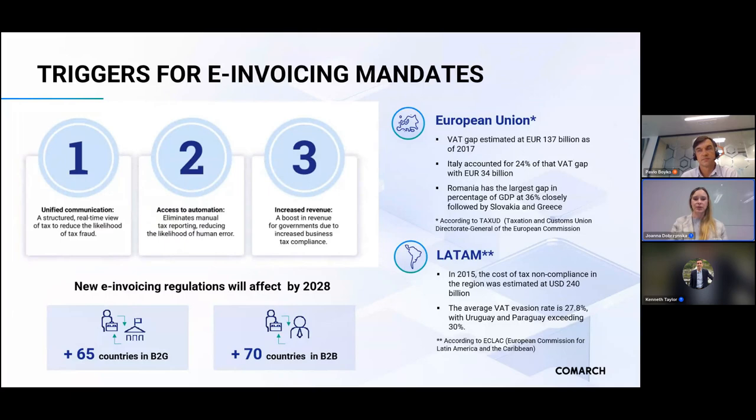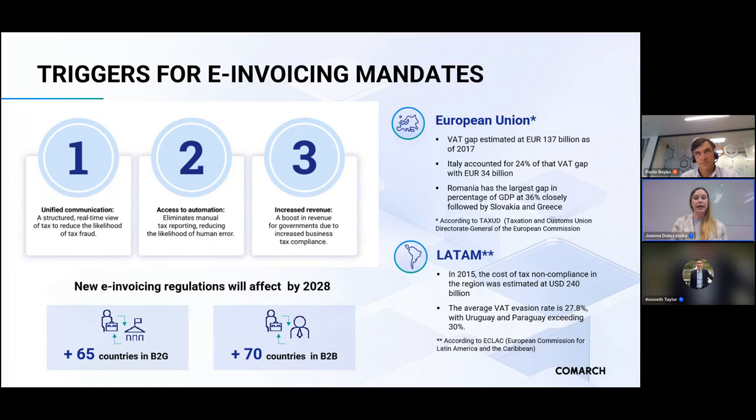So the e-invoicing and e-reporting are triggered mostly by the governments. One of the key triggers, I would say, for invoicing mandates is a unified communication. So by having a structured, real-time view of tax information, we can reduce the possibility of tax fraud. Basically, it is a way of combating tax evasion by the governments. And from the business perspective, this is very helpful in terms of security and transparency of doing business.